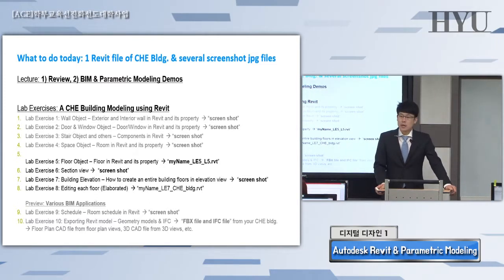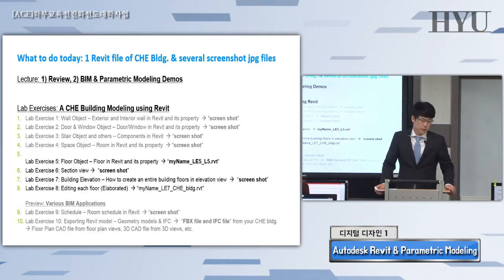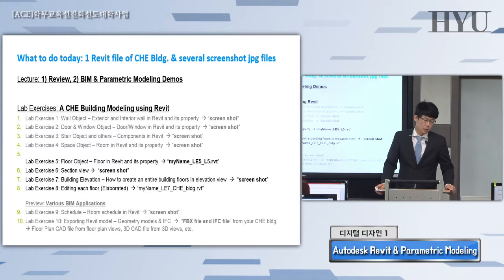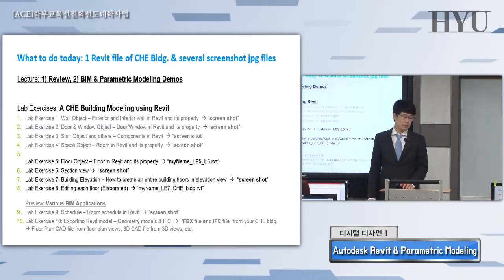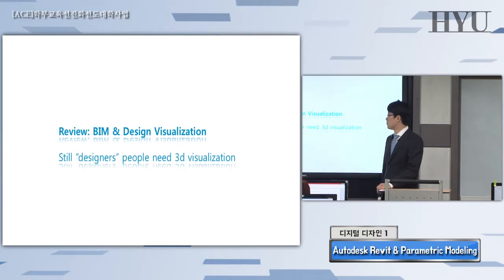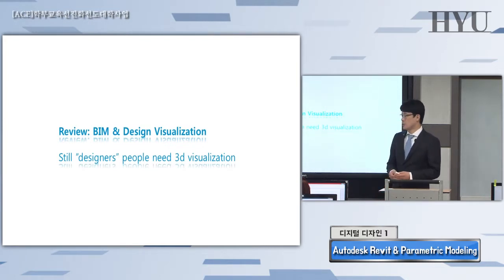The lab exercise is just actual Revit and BIM modeling, but the lecture is going to handle some theoretical background, some advanced features, and even more issues such as BIM modeling, what's next, something like that. So let's quickly review from the last content: BIM and design visualization.